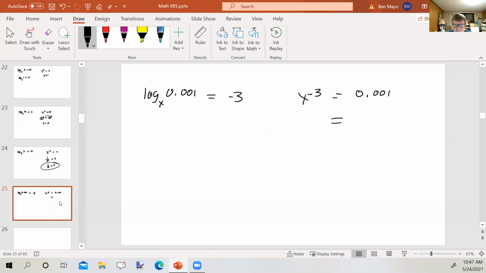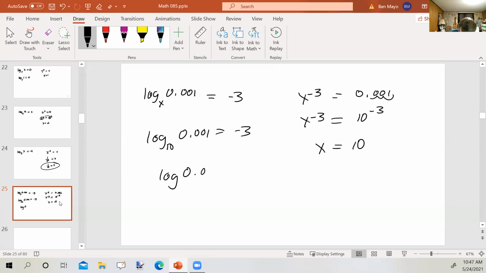If I take 0.001 and write it in scientific notation, it would be 10 to the -3 power. Well, here we've got a similar situation as before, but instead of the bases being the same, the exponents are the same. So if x to the -3 equals 10 to the -3 power, then x equals 10. So log base 10 of 0.001 equals -3. Keep in mind, we could also write it like this.